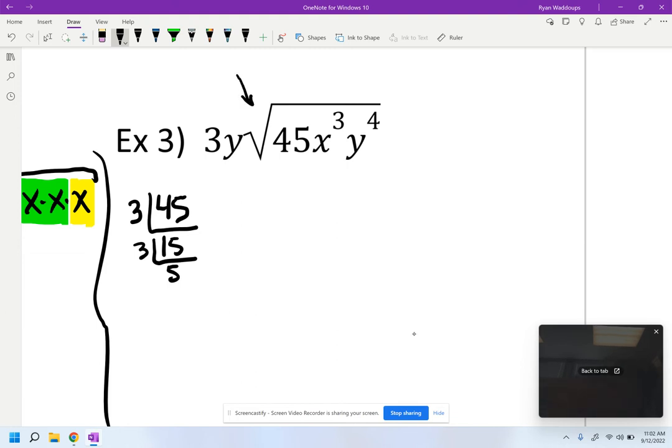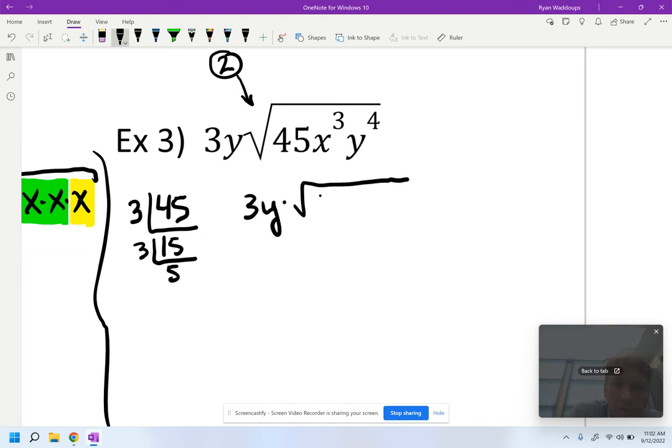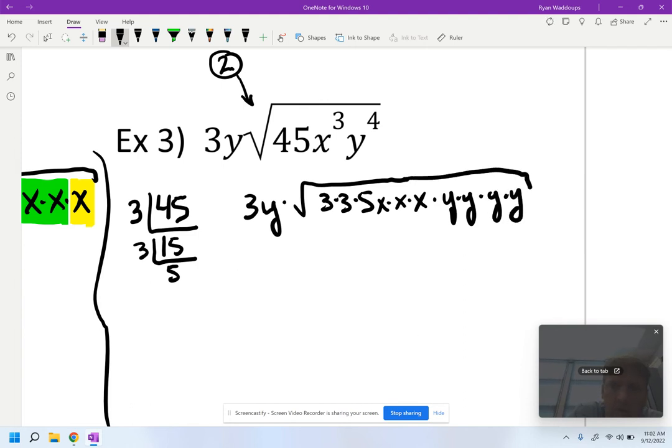We're once again looking at an index of 2 because it's a square root. So I'm going to write this out as 3 times y times the square root of 3 times 3 times 5 instead of 45. X cubed is x times x times x, times y times y times y times y. And now I'm going to circle. There's a group of 3's, one group of x's, one group of y's, and another group of y's. So all of those are going to come out as individual factors.